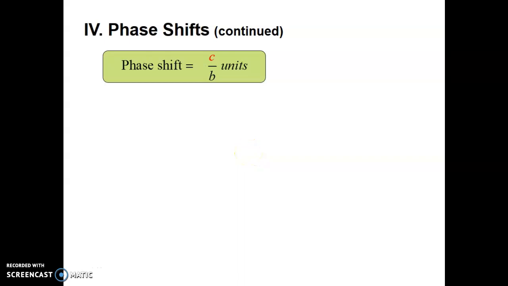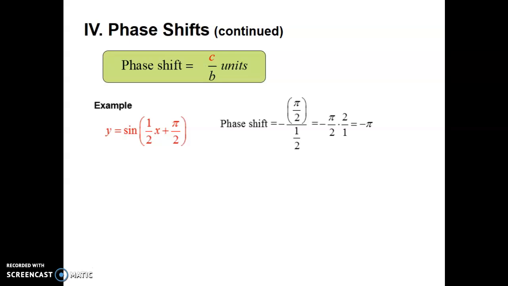For the next example, we have y equals sine of 1/2 x plus pi over 2. So if we use the formula as is, c in this case would be pi over 2. It would actually have a negative in front as well because it was supposed to be x minus pi over 2. So we'll have c to be negative pi over 2. b will be 1/2. So we'll do negative pi over 2 divided by 1/2. When you multiply by the reciprocal, you'll get negative pi.